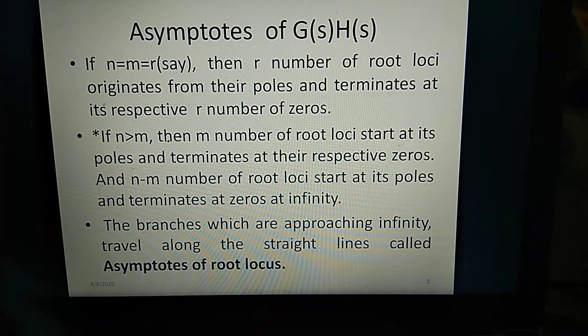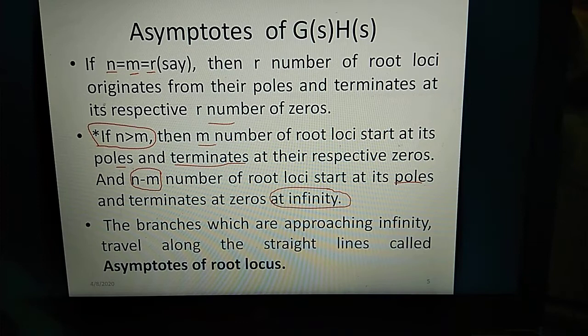asymptotes. From the previous information till now, what we obtain is that root locus always starts from its open loop poles and terminates at its open loop zeros. It means if there are n poles and m zeros, and they are equal, then r number of root loci will originate from the poles and terminate at their respective zeros. But the problem arises if n is more than m: out of n, m root loci will start from poles and terminate at their respective zeros, but the remaining n minus m root loci will start from poles and will terminate at infinity.